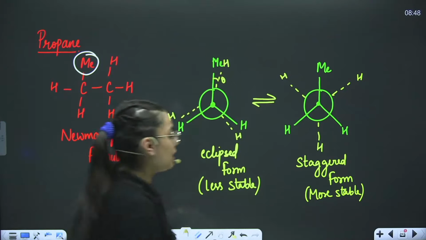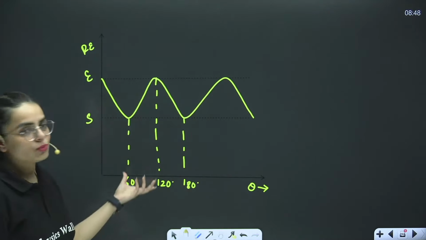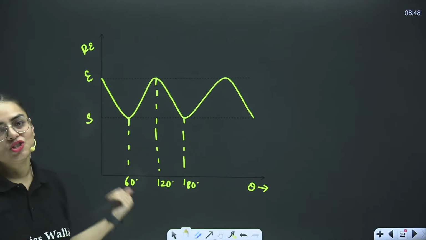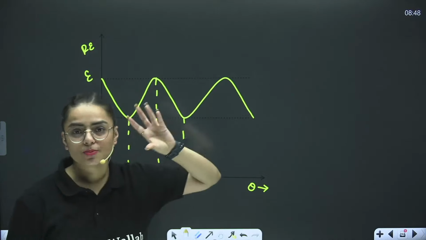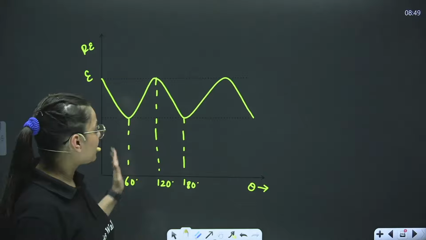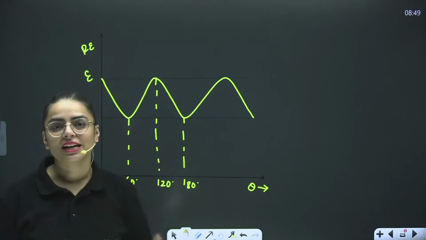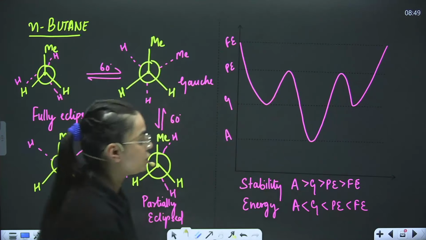Clear? Now again, if I draw its energy profile diagram, it would look similar to that of ethane. Eclipsed will have more energy because it is less stable. Staggered will have less energy because it is more stable. After every 60 degree, the forms will get converted into each other. Now comes the last one, that is the butane case, students.